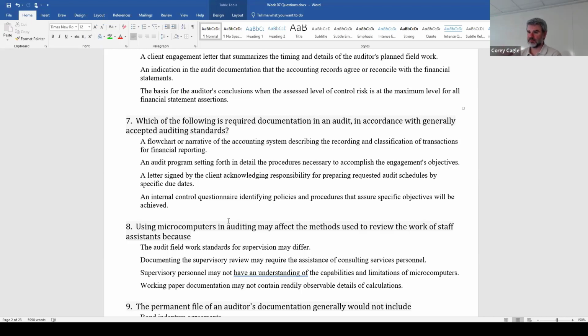But look at what B says. This is something we're definitely required to do. An audit program setting forth in detail the procedures necessary to accomplish the engagement's objectives. Of course, that's the whole thing, right? Of course, we have to document the audit program. C, we don't need a letter signed by the client acknowledging responsibility for preparing requested audit schedules by a specific date. It's not something we're due. And D, we don't have to have an internal control questionnaire. So there you go. Get a feel for those types of questions.